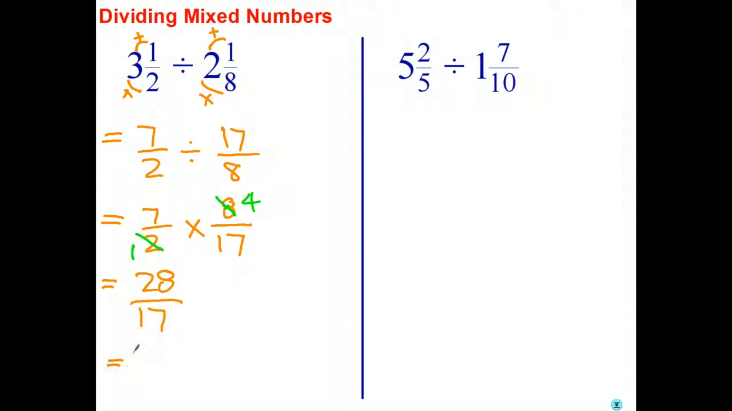And finally, because we started with mixed numbers, we want to finish with mixed numbers. 17 divides into 28 once, and the remainder, 28 take away 17, the remainder is 11. And that's the answer.